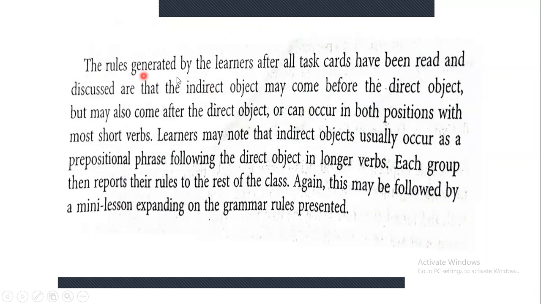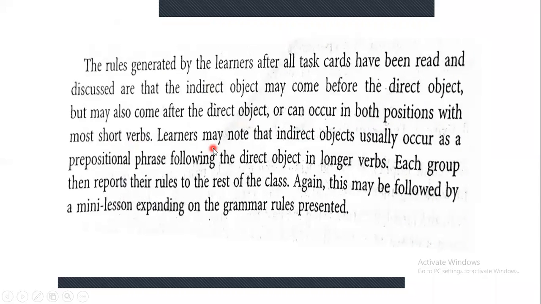The rule generated by the learner after all task cards have been read and discussed is that the indirect object may come before the direct object, but may also come after the direct object, or can occur in both positions with most short verbs.